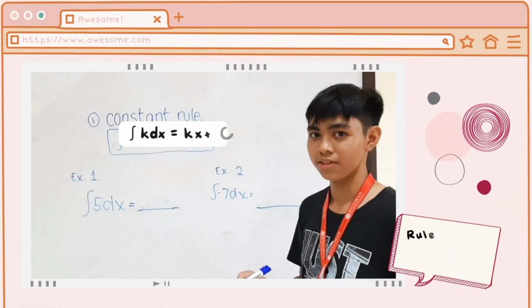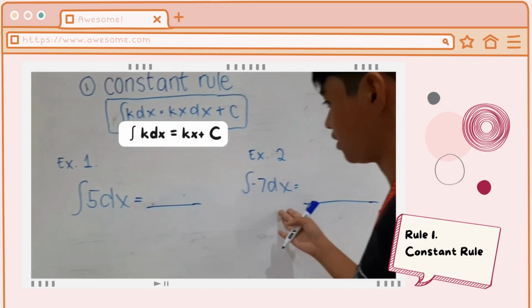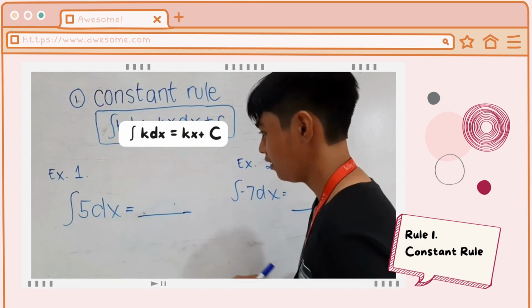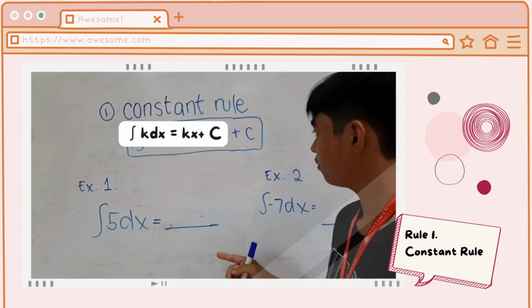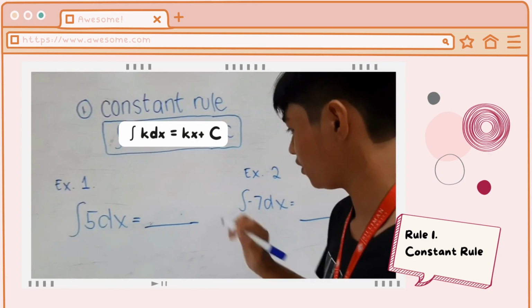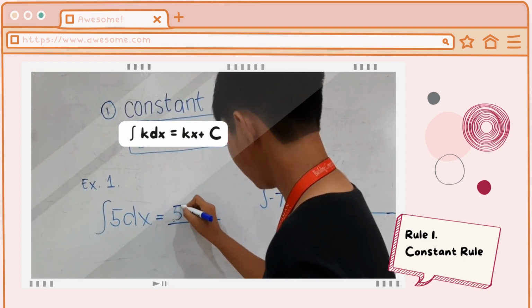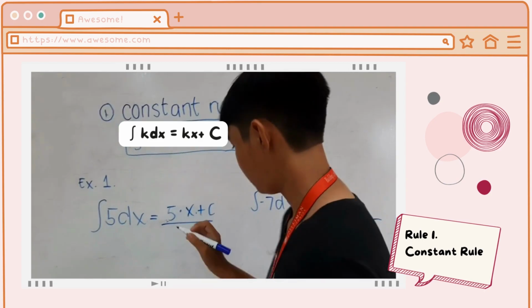The first rule we have is the constant rule. This is the formula for the constant rule. We have two examples here, and we're gonna solve them. The first example, the integral of 5 dx. Now, we're gonna use this formula, the integral of k dx equals kx plus c. First, we copy the constant, multiply x plus c, and then you simplify it.